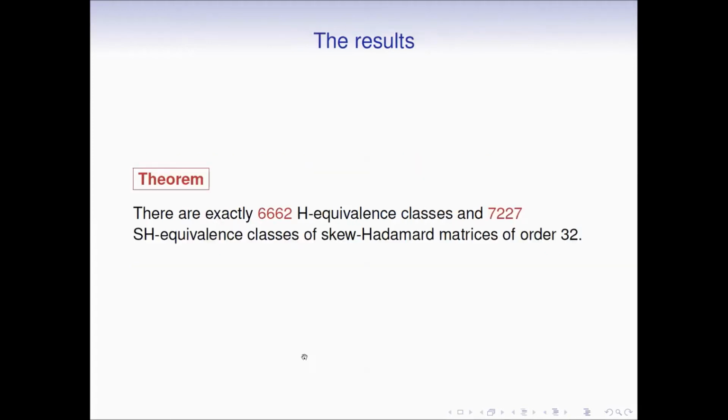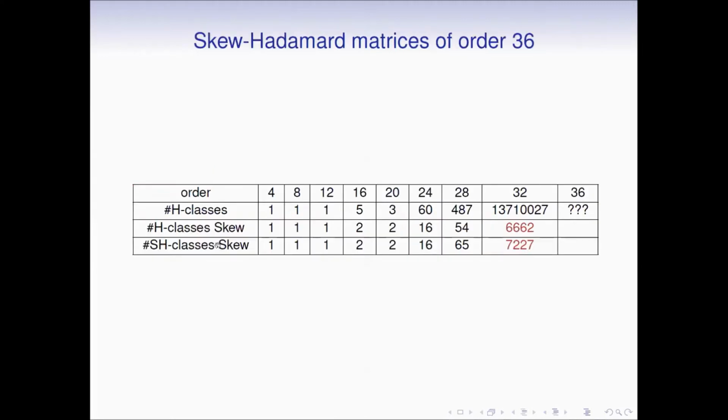Here are the results. There are exactly 6662 H equivalence classes and 7227 SH equivalence classes of Skew-Hadamard matrices of order 32. So back to the table, we have filled these two sets.